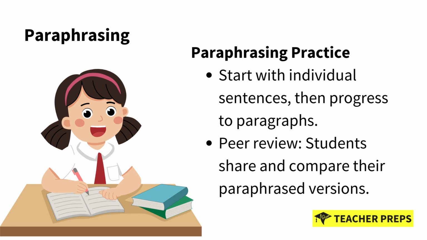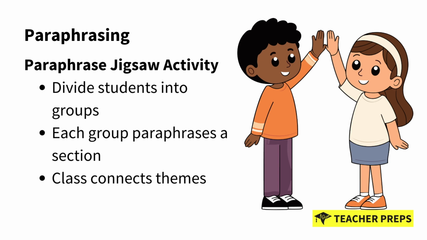Also, utilize peer review, where students share and compare their paraphrased versions. Then, like teaching summarizing, the activity here can be another jigsaw activity. In this case, you'd want to divide students into groups, assign different texts. Each group paraphrases sections, and then they share it in large group class. The class connects the themes based on the paraphrased content.